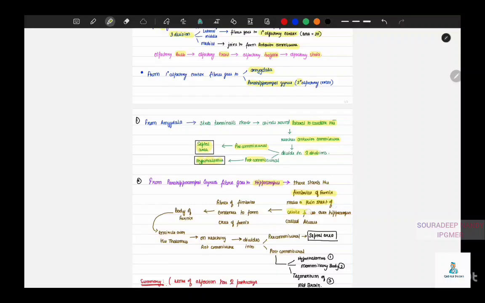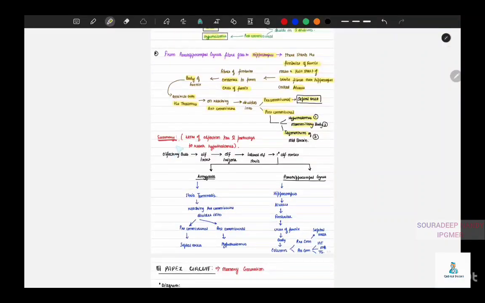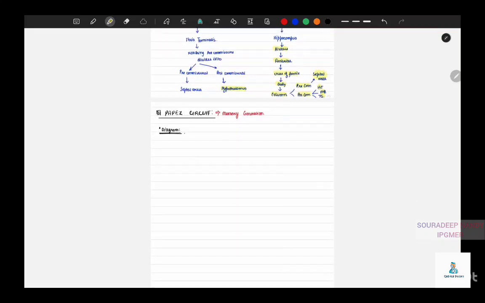From the parahippocampal gyrus, fiber goes to the hippocampus. Then there starts the fimbria, making a thin sheet of white fiber over the hippocampus called alveus. Fiber of fimbria then condenses to form the crus of fornix, then the body of fornix. Then on reaching the anterior commissure, it is divided into precommissural and postcommissural fibers, which go to the designated areas. So here is the summary. Then from the body of fornix, it makes the column.